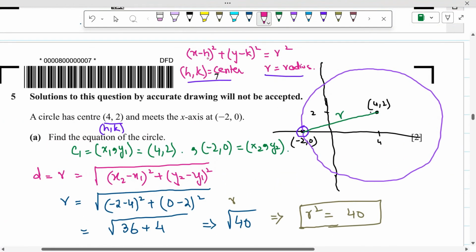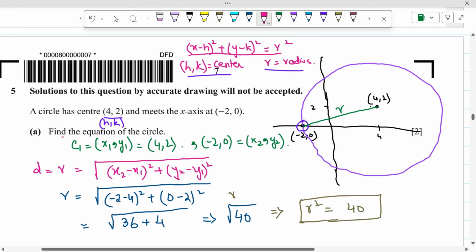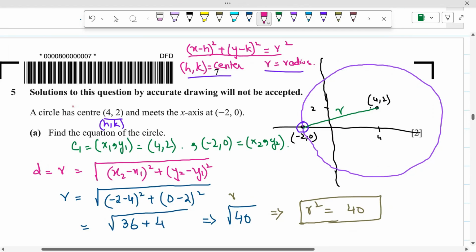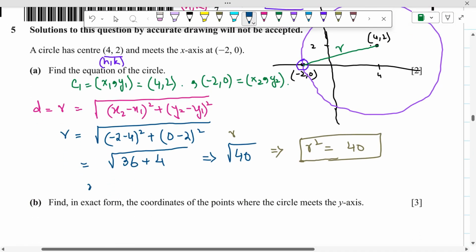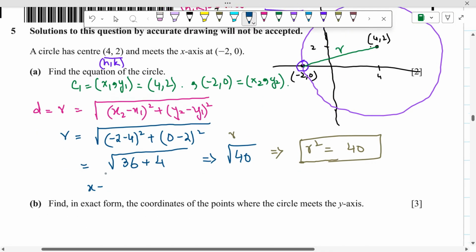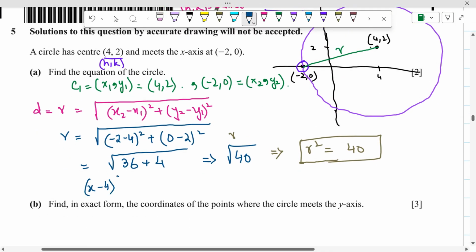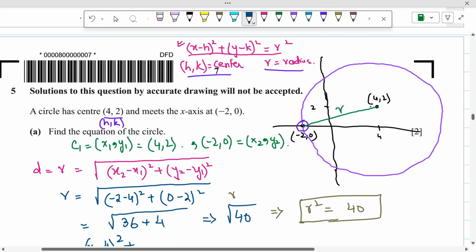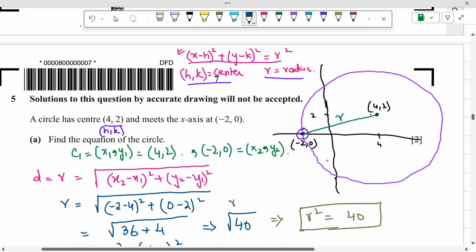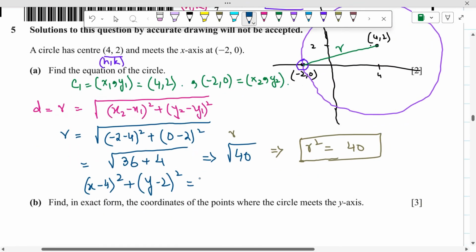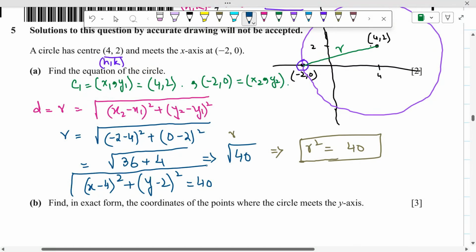Now I just told you this is the equation of the circle. We have the center, we have the radius. Plugging these values into the equation of the circle, we get (x minus 4) whole square plus (y minus 2) whole square equals the radius square, which means 40. This is the required equation of the given circle.